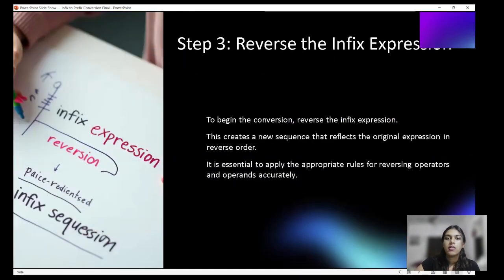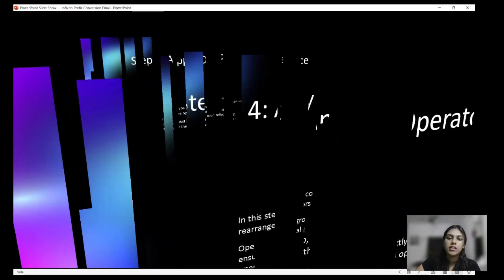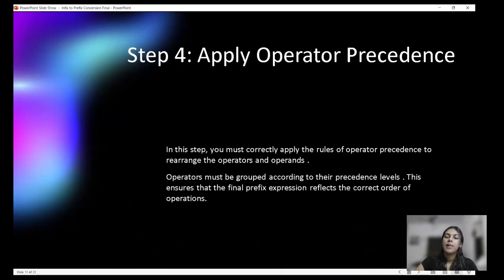Now for step 3, we have to reverse the given infix expression. We reverse the infix expression and it creates a new sequence, and then after converting it to the postfix expression we apply the operator precedence rule. In this, we rearrange the operators and operands and group them according to the precedence level. This ensures the final prefix expression reflects the order of operations.